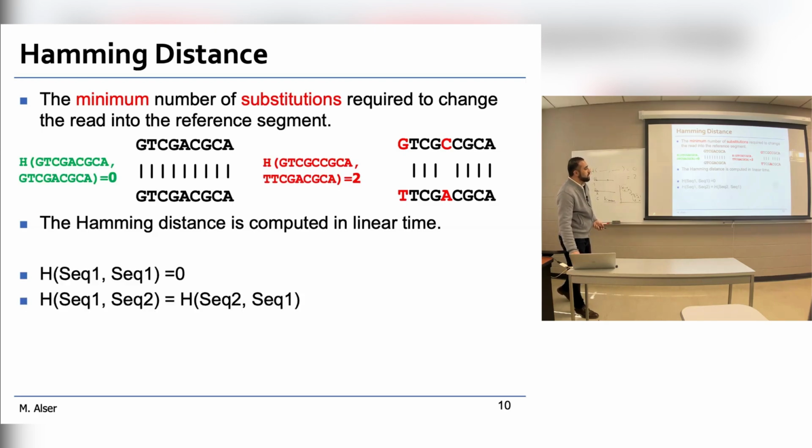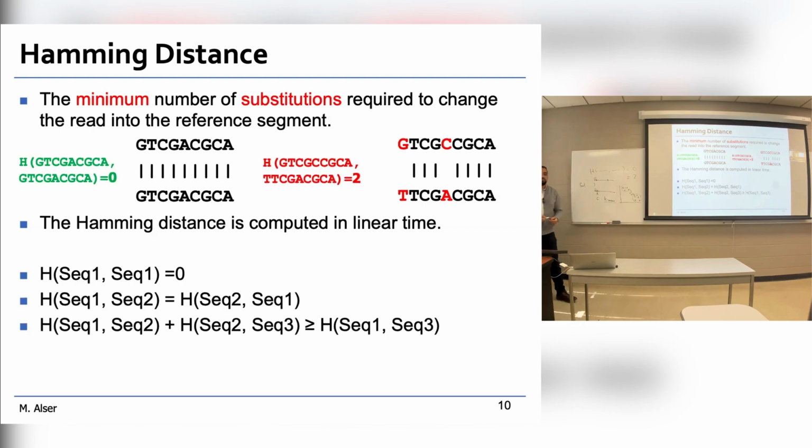So there are three main properties that are very important. The first one: the Hamming distance between a sequence and itself is 0, right? Very trivial. The Hamming distance of a sequence and another sequence is exactly the same as the Hamming distance between the second sequence and the first sequence. Makes sense, because it doesn't matter where the location of those differences is. As long as it's a substitution, I'm going to count it as 1, right?